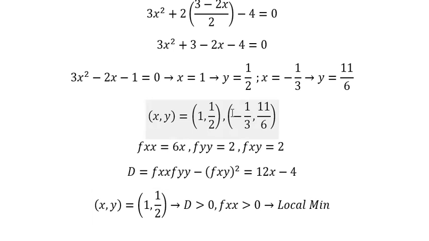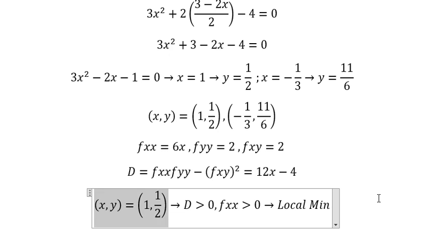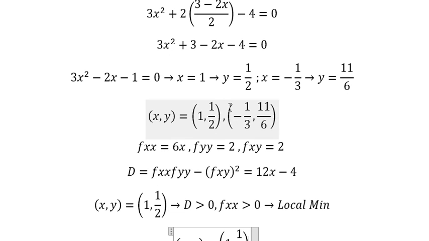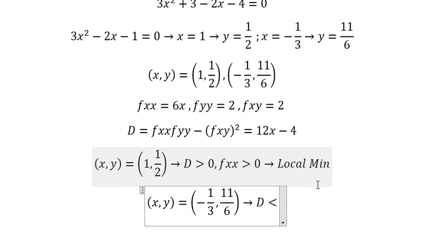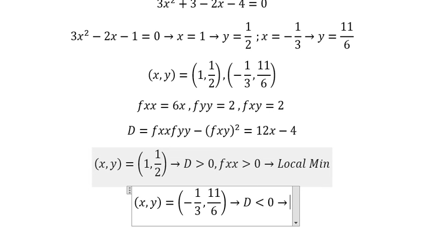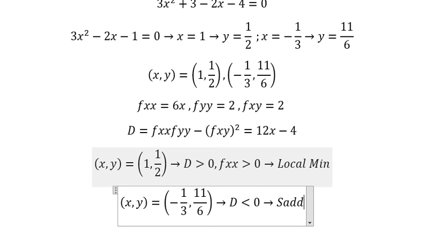Now let's go to the second one. We put negative 1/3 here, and you get D smaller than 0. So that means this is a saddle point.